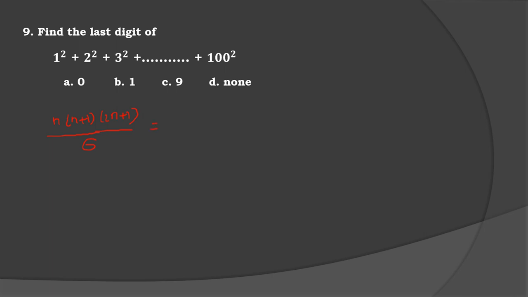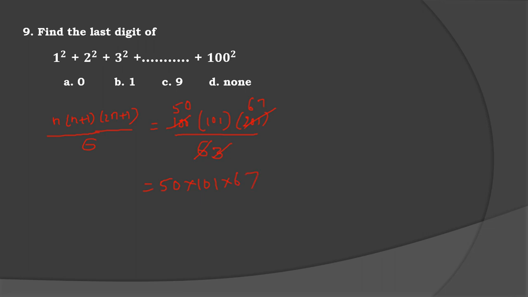What is the n value? Plus 1, 2, 3 and so on. n value equals 100. It is 100 into 101 into 201 by 6. Look at here, 2 threes are 6, so 100 gives 50. 3 in 201, 3 times 67 is 201. Finally it equals what? 50 into 101 into 67.